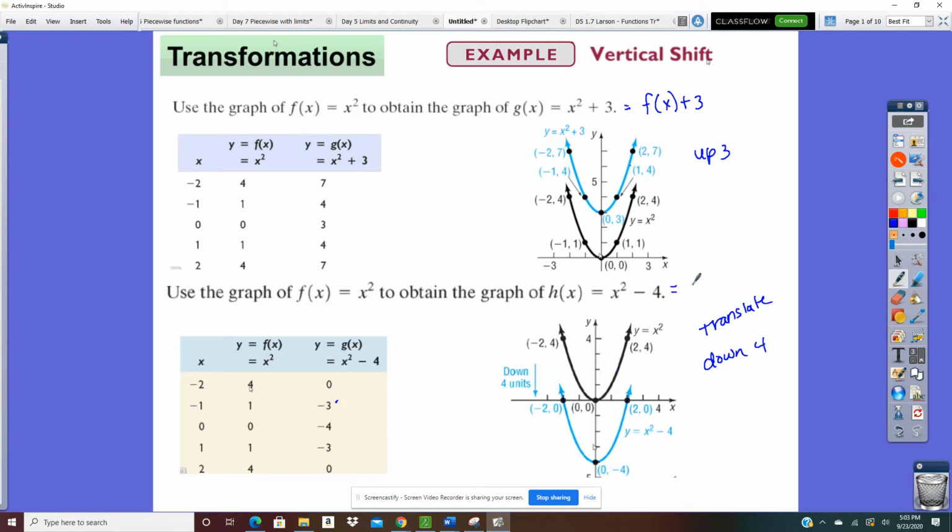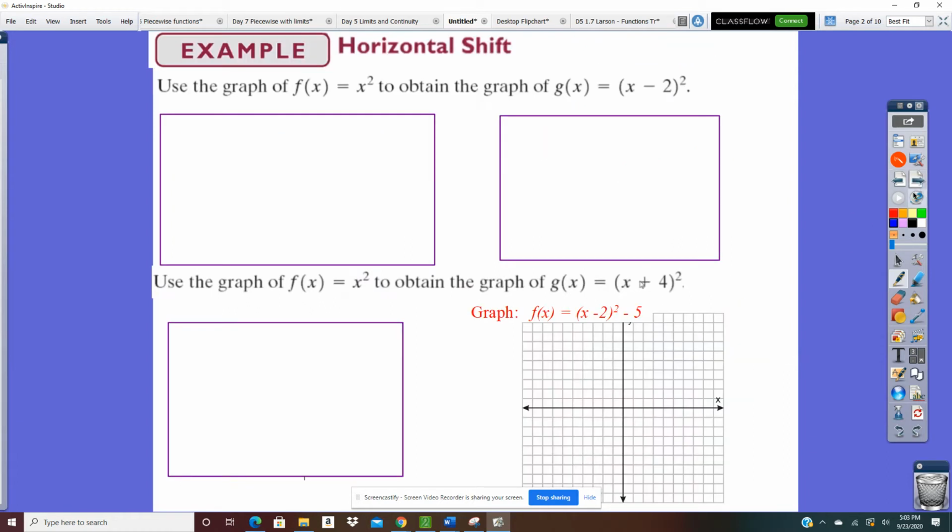Okay, and the function notation of that is just f of x, which is my normal parent function. And I'm going to take that and subtract 4. Okay, so that's my vertical shift. My horizontal shift, same idea, except you do have to remember one thing with horizontal shift.